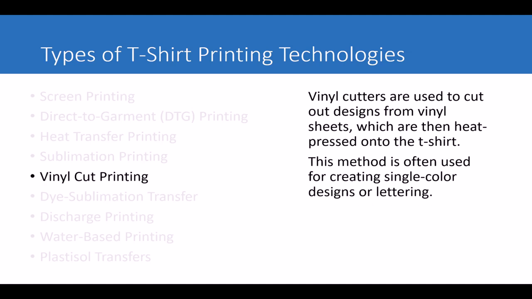It's just single color or two color designs, and it takes a lot of skill because you have to cut out the vinyl sheets before you actually apply the heat pressing, which forms the image on the t-shirt. Now here is the video that explains this in detail.